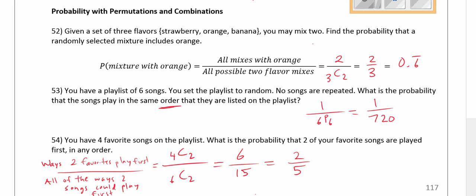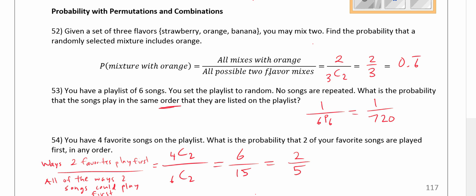Okay, remember that we could determine how many outcomes were possible using permutations and combinations. That's what we've been doing in the previous 2 lessons. So let's say that you're given 3 flavors, strawberry, orange, and banana, and you can mix 2. You want to find the probability that a randomly selected mixture includes orange. Now, you could just mentally work your way through this, but we know that all the mixes with orange are 2 total mixes. You can have orange and banana, orange and strawberry. That's the only 2 that will have orange in the mix.